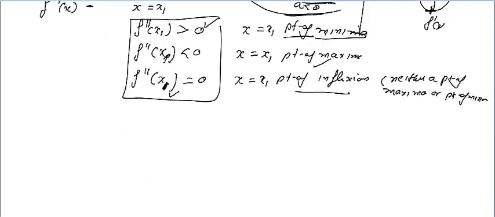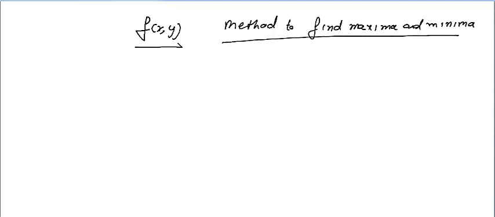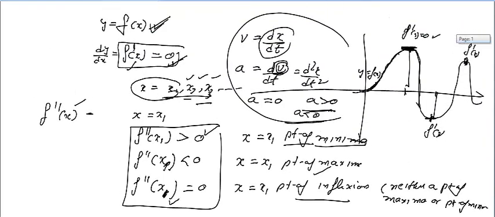For two variables, let us suppose the function now depends on two variables x and y. Now this is the important thing. The basic concept will be the same as what we did in one variable. So I am going to discuss the working method to find maxima and minima. Correct? In step number 1, you will find the first derivative.